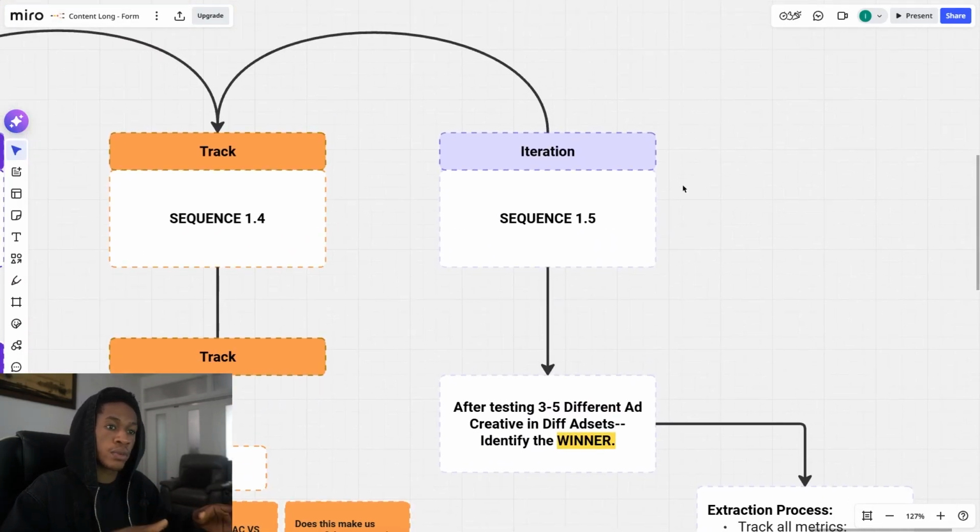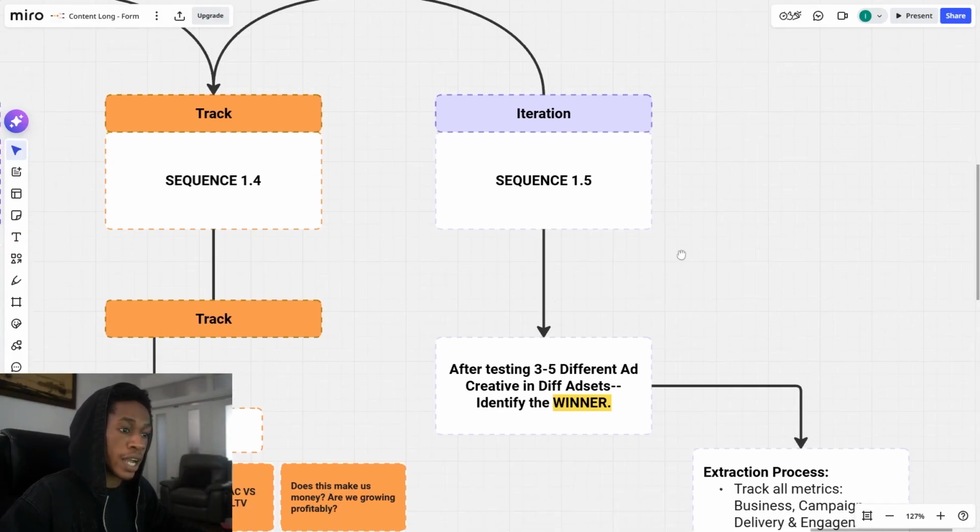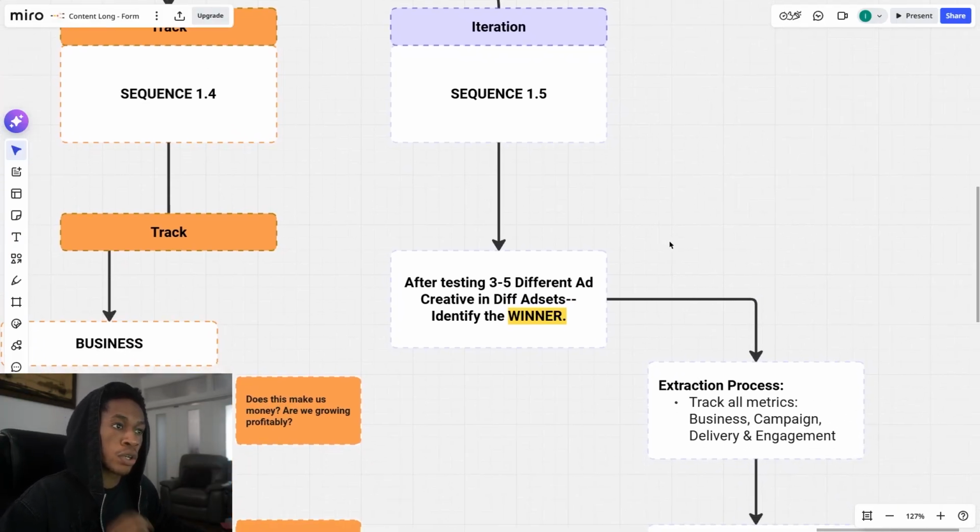One important thing that people don't tend to account for is iteration. The whole concept of iteration is improving every single time. It's not enough just to find an ad that is doing good. We need to go on top of that to make sure ads are consistently doing good, right? And this is how we kill it. So look, this is the sequence we have.